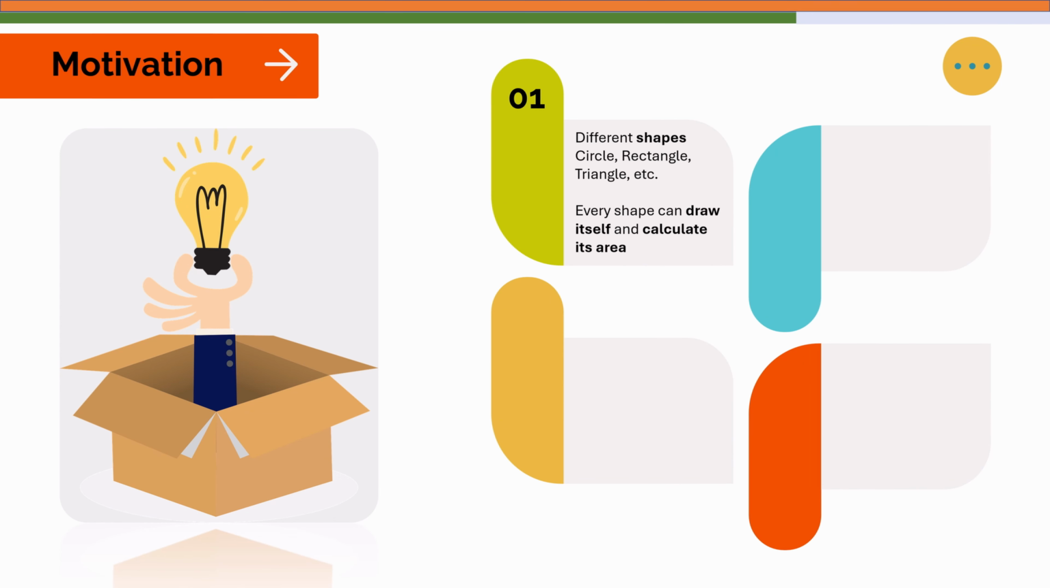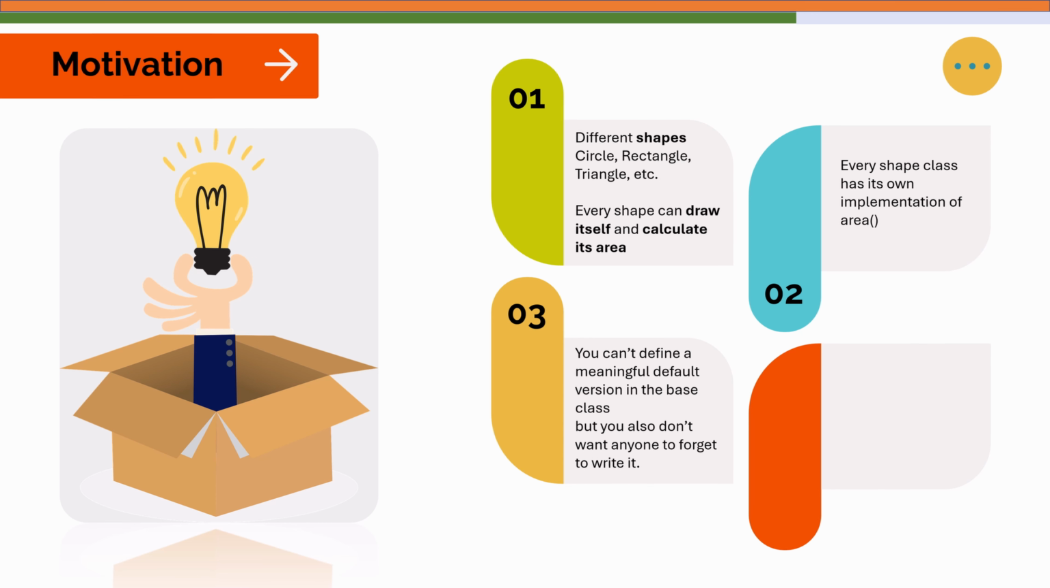Let's say we create a base class shape and imagine it has a draw function, but wait, does a generic shape really know how to draw itself? The answer is no. A shape could be a circle, a shape could be a rectangle, so each one draws differently. So giving a default implementation doesn't make sense. We do not want a meaningless default version or someone forgetting to implement the draw function.